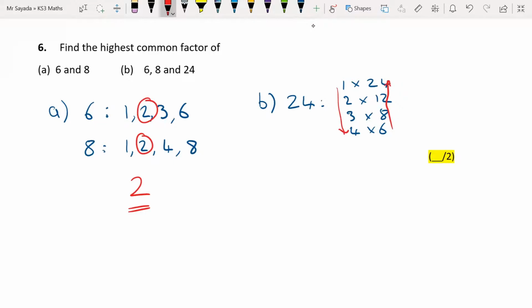And I want the highest common factor of all of them. Now, the highest common factor of 6 and 8 is 2. So if I add another number, 24, that's also got a factor of 2. That's still going to be the highest common factor. So the highest common factor of 6, 8, and 24 is also 2. Pause the video while you mark your work and press play once you're ready.